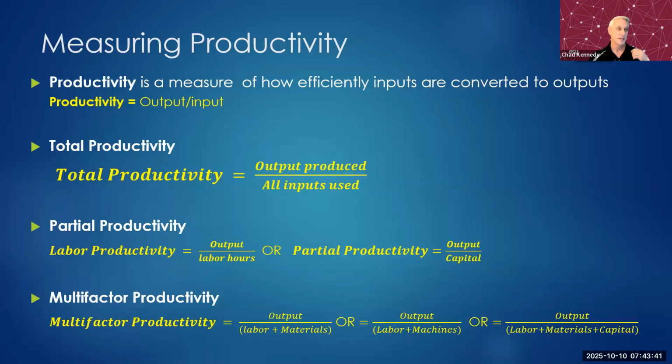So we could look at something like total productivity. Total productivity is how many widgets were produced, if we're talking about products, or how many patients did we serve, if it's a service, versus all the inputs that were used. So total productivity is if we know everything, we could put everything in the numerator and everything in the denominator and get some idea of what we're looking at.